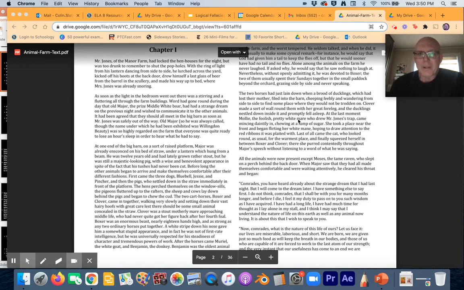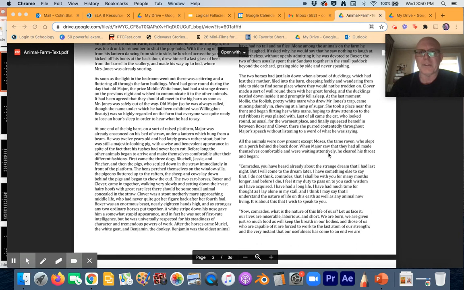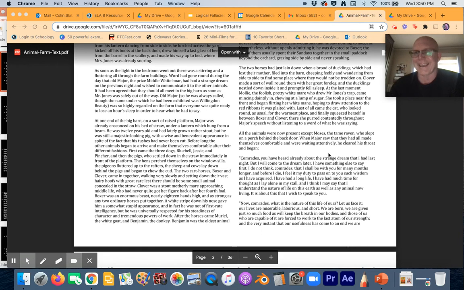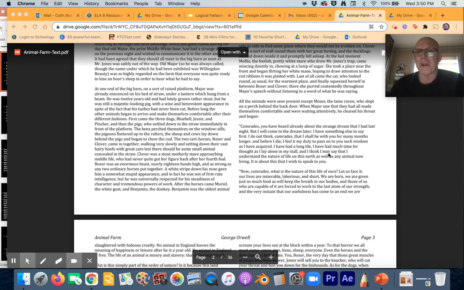She took a place near the front and began flirting her white mane, hoping to draw attention to the red ribbons it was plaited with. Last of all came the cat, who looked round as usual for the warmest place and finally squeezed herself in between Boxer and Clover. There she purred contentedly throughout Major's speech without listening to a word of what he was saying. All the animals were now present except Moses, the tame raven, who slept on a perch behind the back door. A raven is a larger version of a crow.